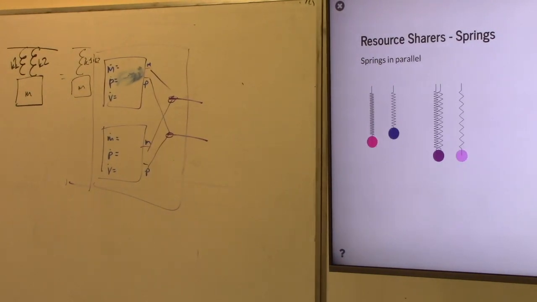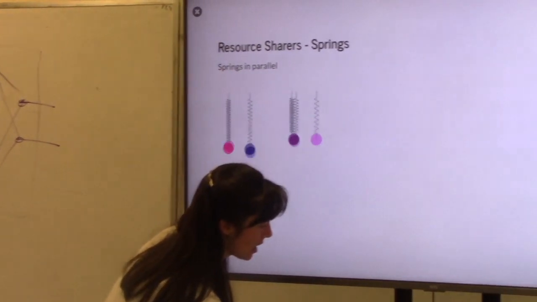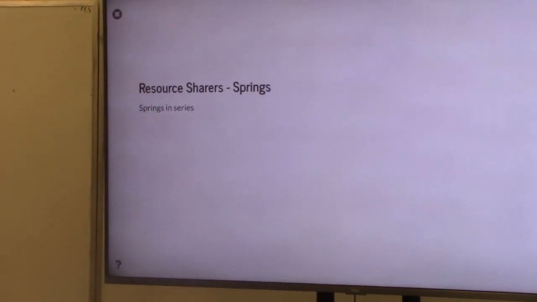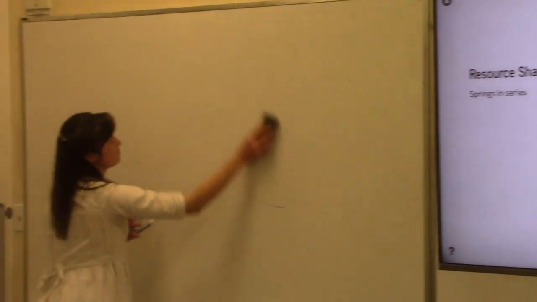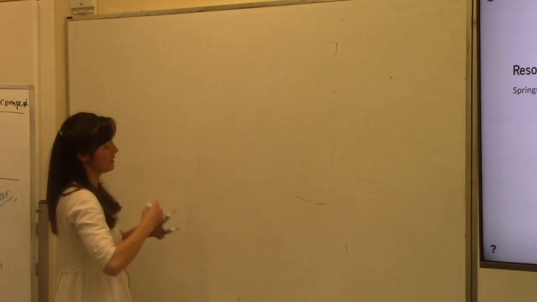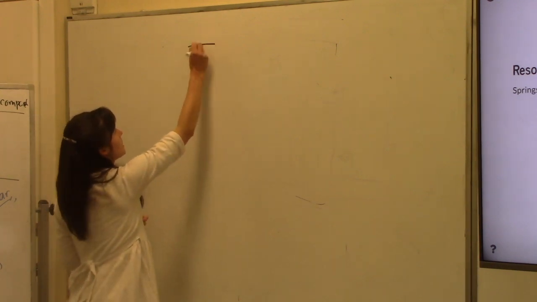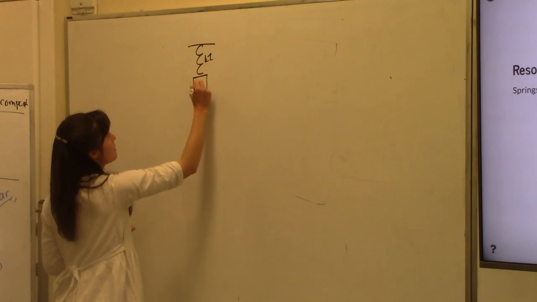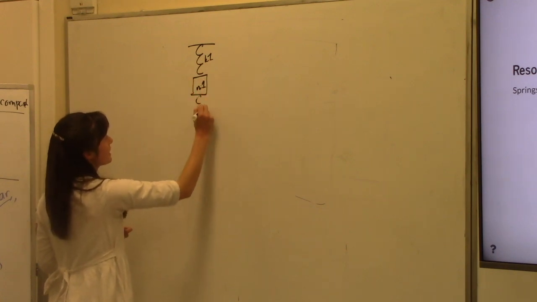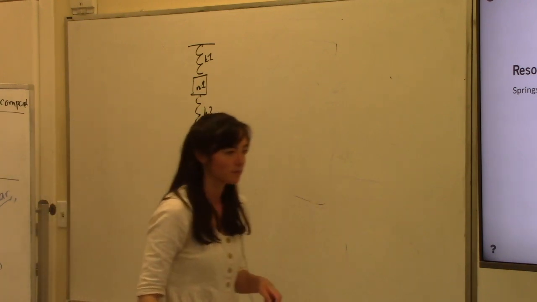All right, we'll do one more. I think this one I might just talk through. So these are now springs in series. Let me draw that picture. So we have a spring with a mass, K1, M1. We have another spring, K2, with another mass, M2.